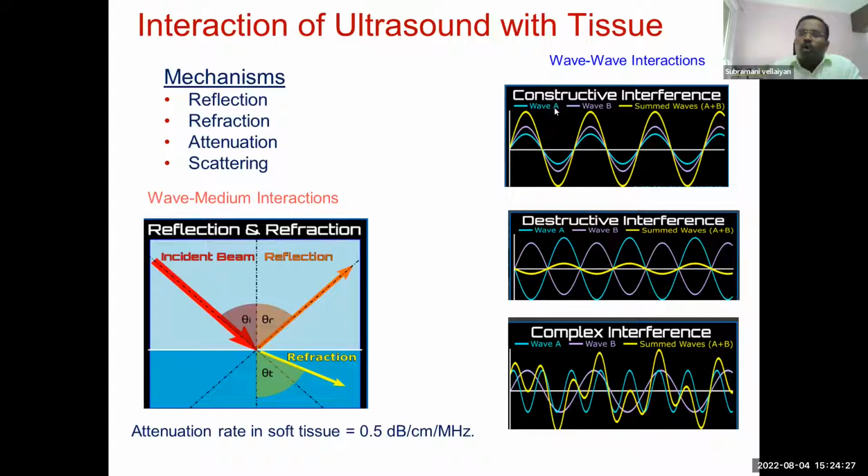If two different beams have the same frequency and are out of phase, they give destructive interference. If the frequencies or positions are different, it will give complex interference. So these are the kinds of interactions between the beams.